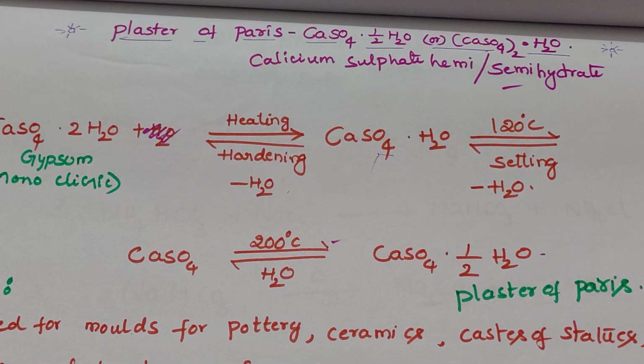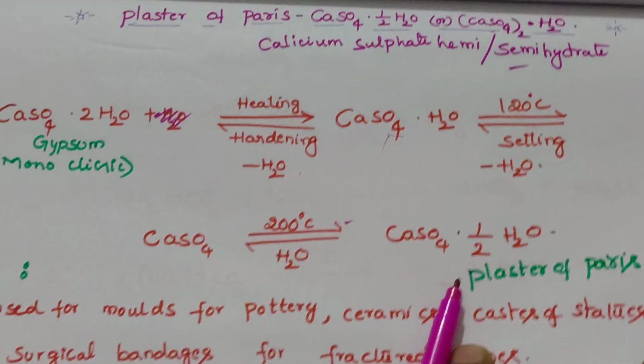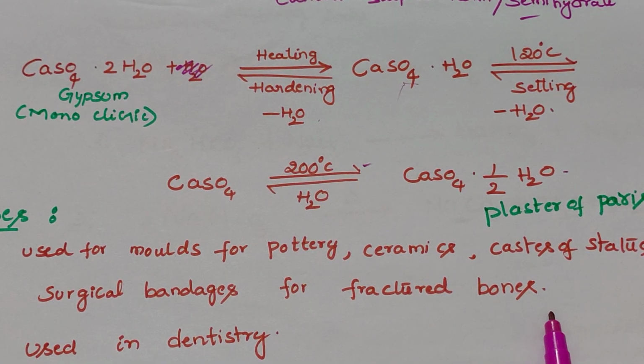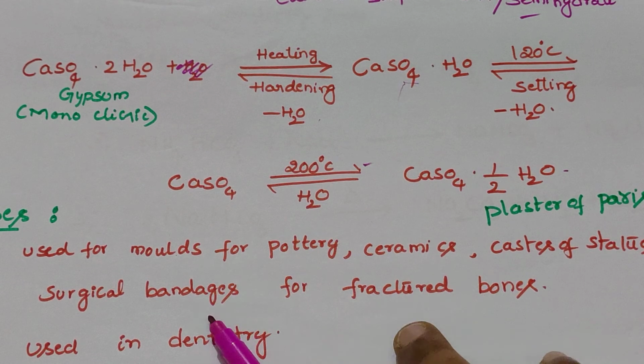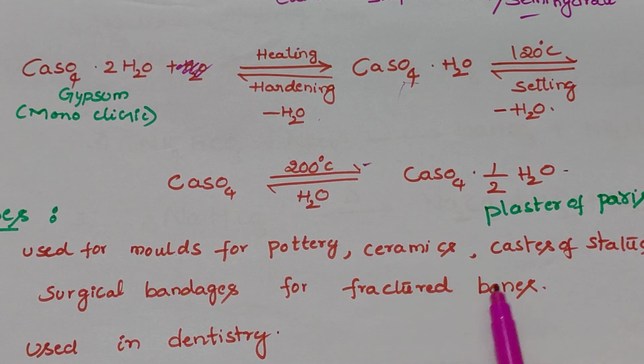The uses of plaster of Paris: it is used for producing molds for pottery and ceramics and casts of statues. It is also used for surgical bandages for fractured bones, and it is used in dentistry. Dentistry means dental. These are the plaster of Paris uses.